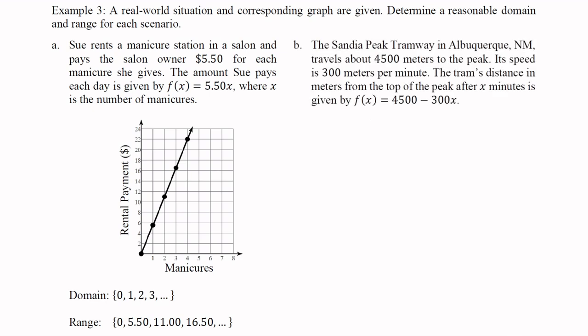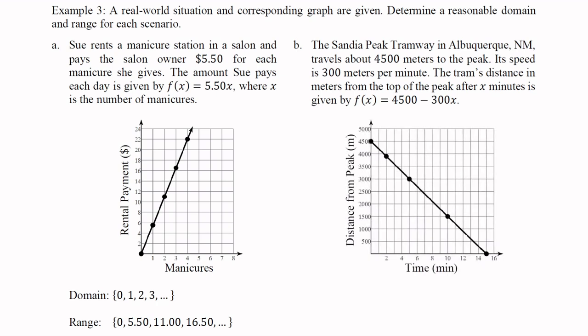The Sandia Peak Tramway in Albuquerque, New Mexico travels about 4,500 meters to the peak. Its speed is 300 meters per minute. The tram's distance in meters from the top of the peak after x minutes is given by this function, which is graphed here. And so we have a graph of the function, and you can see a few points are plotted here so that we could graph the function.